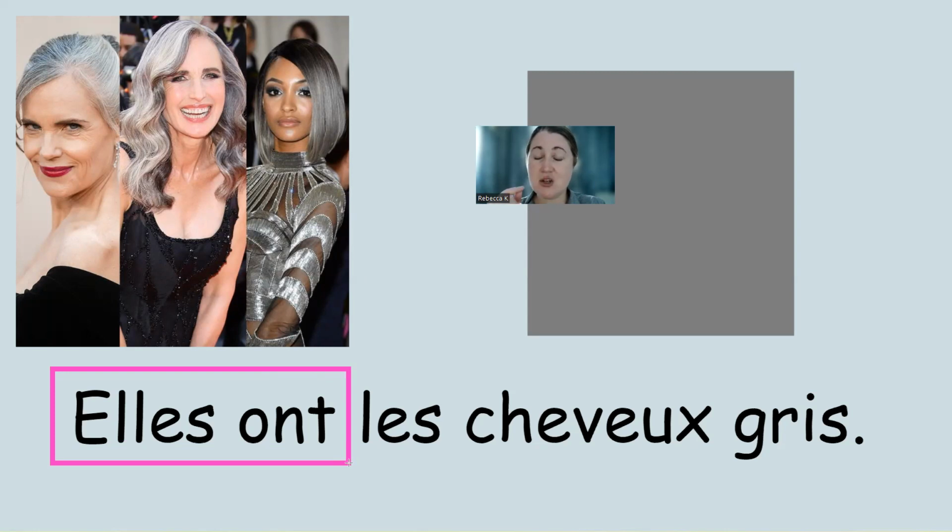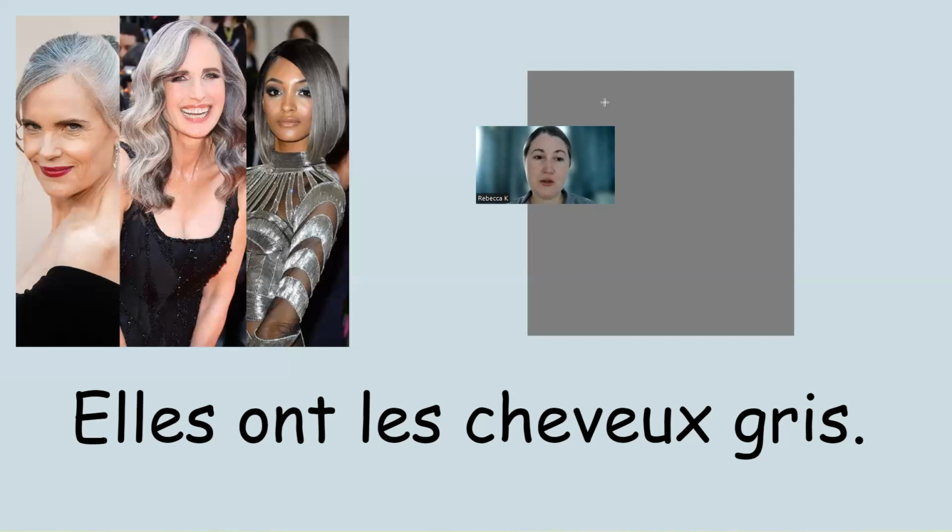In French, there's a special word for they if it's a group of girls, and it's elles. E-L-L-E-S, right? Just like you add an S to a word in English to make it plural, you often do that in French as well. Elles ont les cheveux gris. They have gray hair. But that's the nice thing about French. This sentence is giving us more information than an English sentence would because we know who they are. Oh, it's a group of three girls. It's a group of girls, okay? Elles ont les cheveux gris.